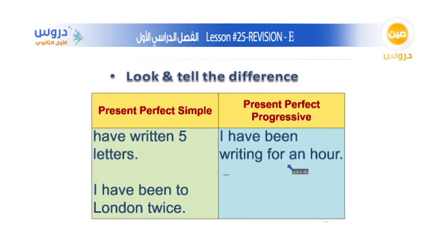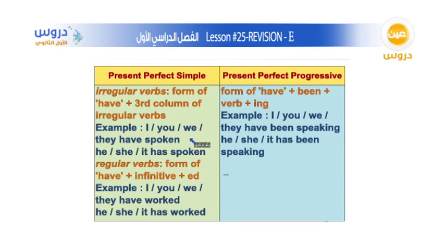So, the present perfect simple: I have written 5 letters. I have been to London twice. Whereas the present perfect progressive or continuous: I have been writing for an hour. What's the difference between these two tenses here?